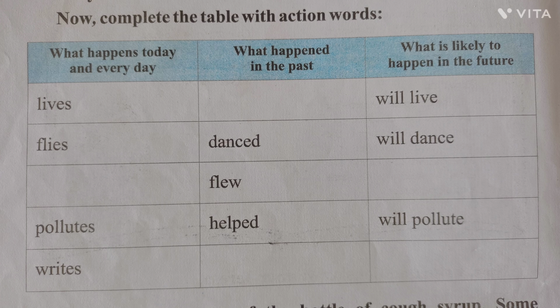So we have got some blanks in this table, like leaves. In the past we'll have to write lived, and in future it is will leave. It is given. Now in the second row you can see there is a printing mistake in the textbook. It is given as flies, danced and will dance. So in place of flies it will be dances, then past tense danced and future tense will dance. And this flies will come in the third row.